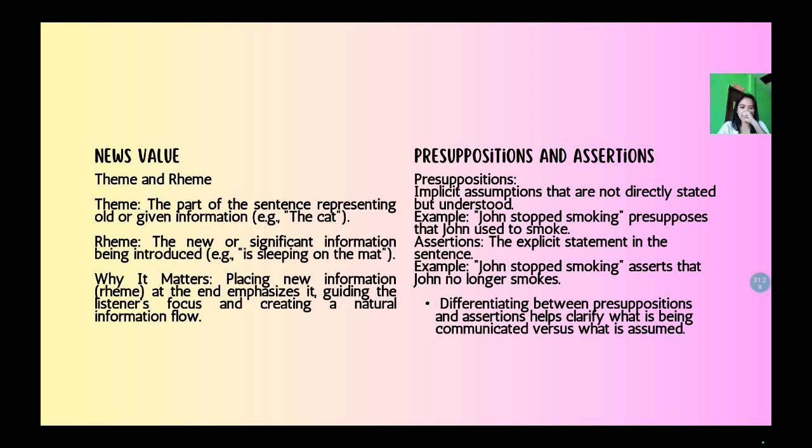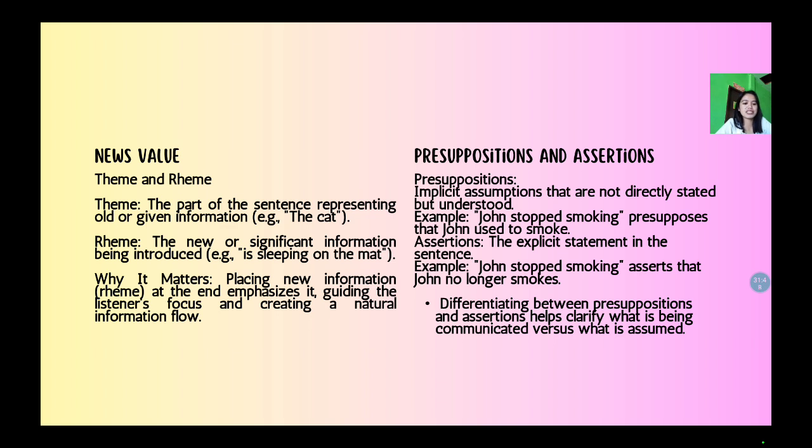Next is presuppositions and assertions. Presupposition: implicit assumptions that are not directly stated but understood. For example, "John stopped smoking" presupposes that John used to smoke.